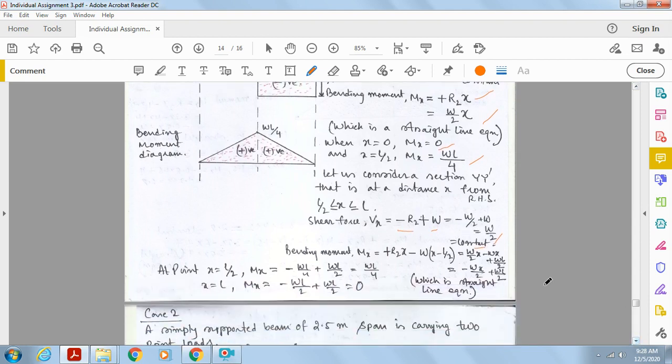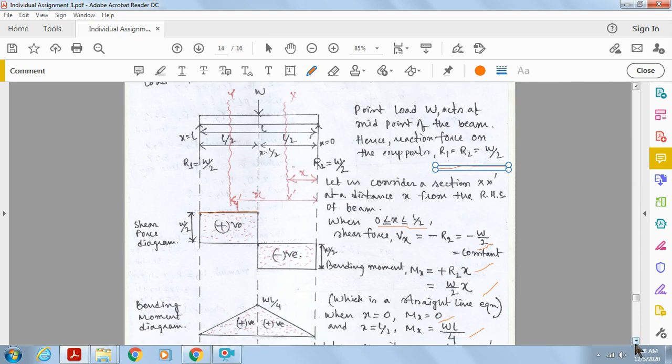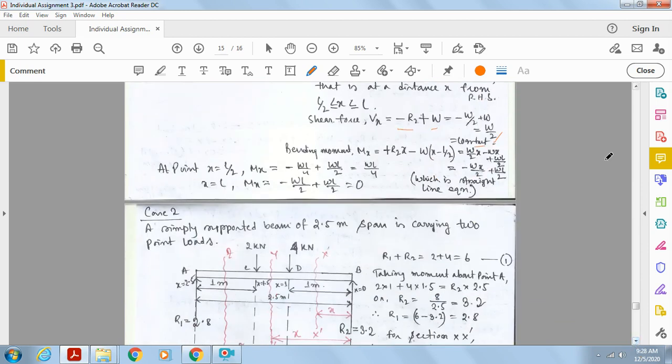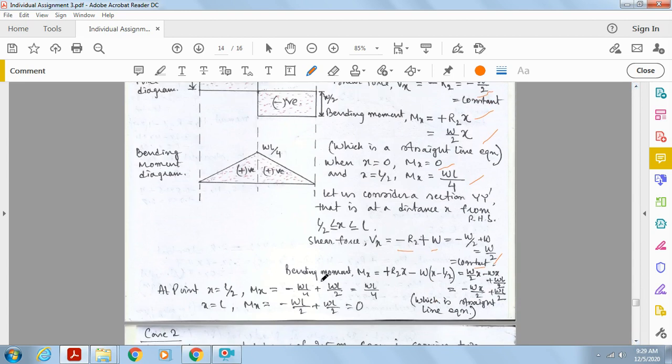Similarly, the corresponding bending moment will be R2 into X minus W into X minus L by 2. With respect to this y dash axis, the W is at a distance X minus L by 2, and R2 is at a distance X, so R2 into X minus W into X minus L by 2. We have considered the sign convention for the bending moment as per the sign convention we have generally followed.